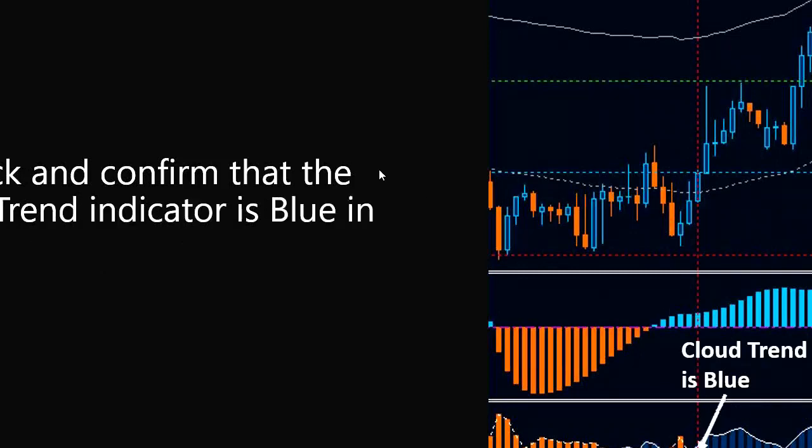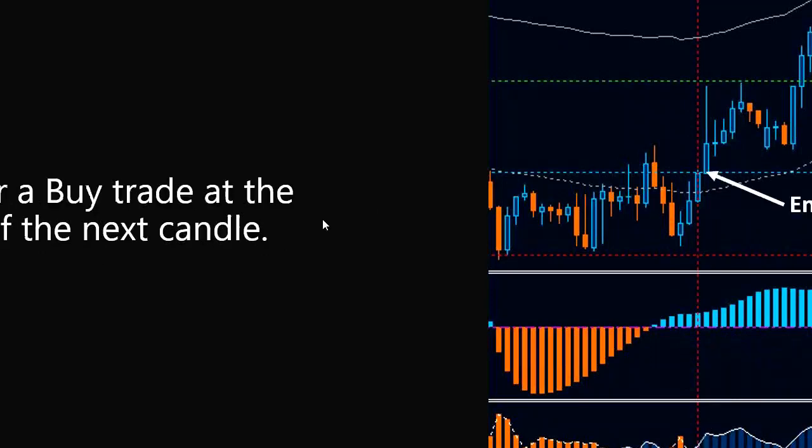Next, we want to check and confirm that the cloud trend indicator is blue in color. So the bottom indicator, the cloud trend indicator, as you'll see on the image, is also at that point blue. Right. Now we're going to enter a buy trade at the open of the next candle. Once those three conditions have been met, price is closed above the middle TMA line, we have a blue bar on the upper or next indicator and on the bottom indicator, then we set up for the buy trade.